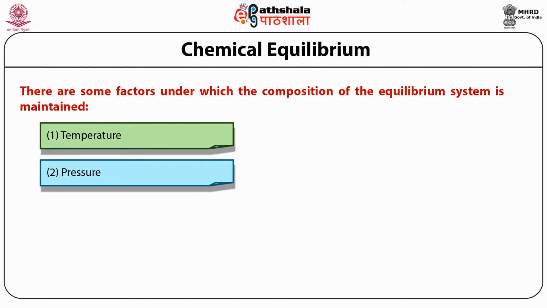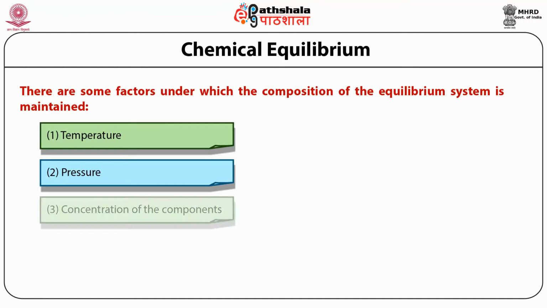Pressure. If the pressure of the system is doubled, thus halving the total volume, the two sides of the equation are equally affected and so the composition of the equilibrium mixture remains unchanged. Concentration of the component. If hydrogen is added to the equilibrium mixture resulting from the thermal decomposition of hydrogen iodide, it is found that more hydrogen iodide is present when equilibrium is restored.